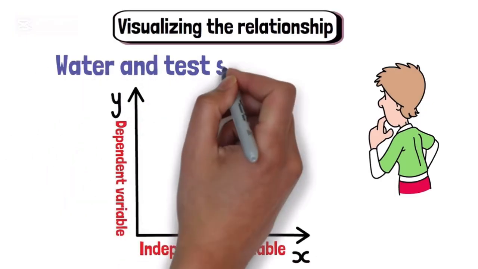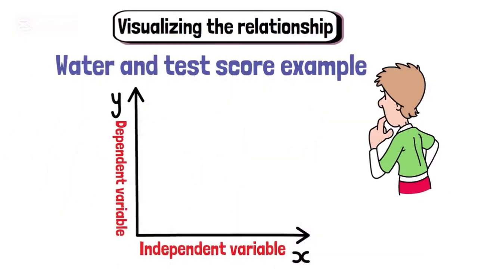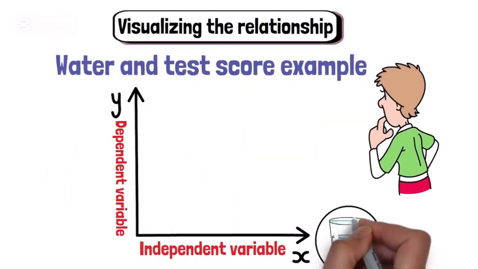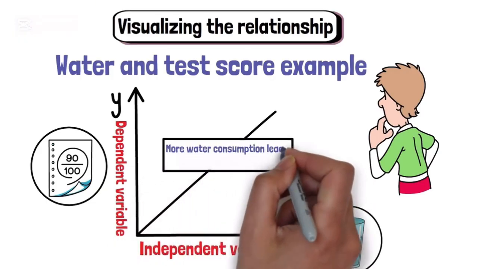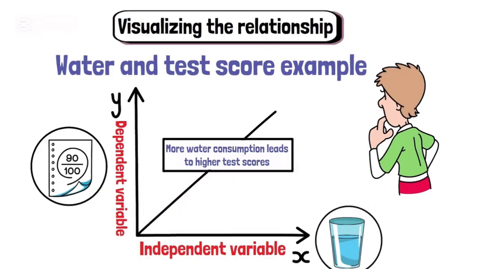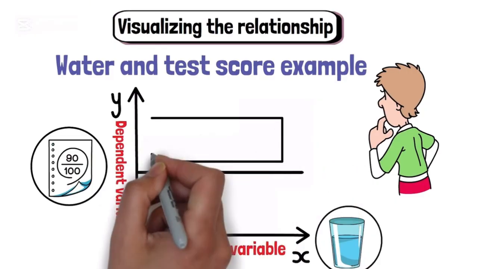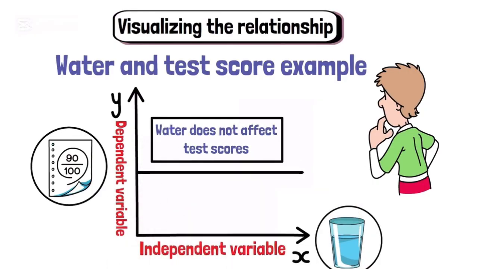In our water and test score example, you could create a graph showing the amount of water on the x-axis and the test scores on the y-axis. If the graph shows a line going upwards, it indicates that more water consumption leads to higher test scores. If the line is flat, it suggests that water does not affect test scores.